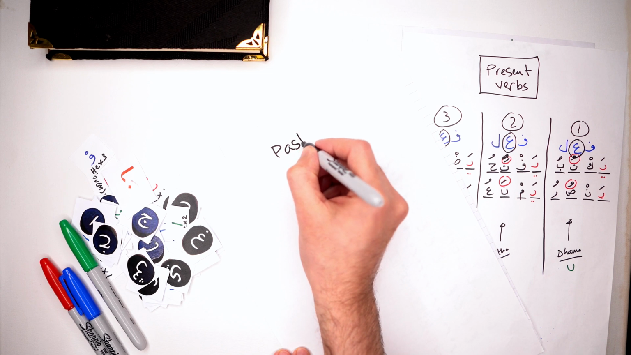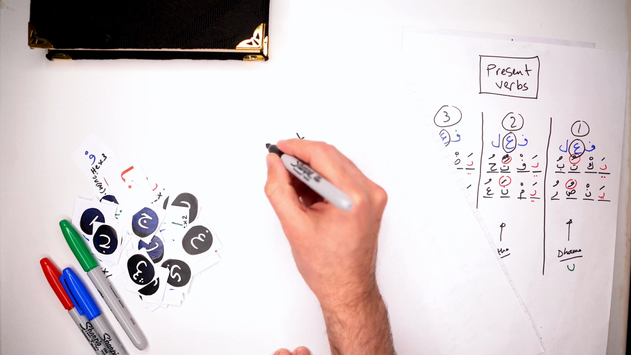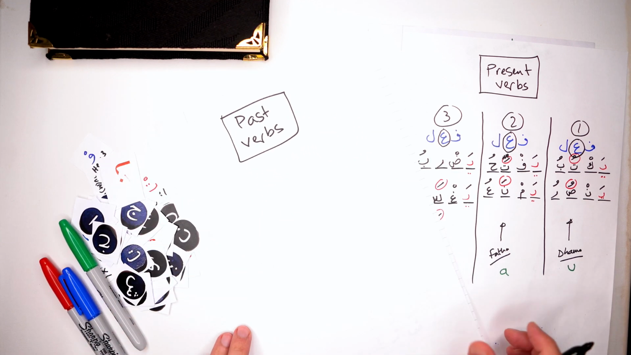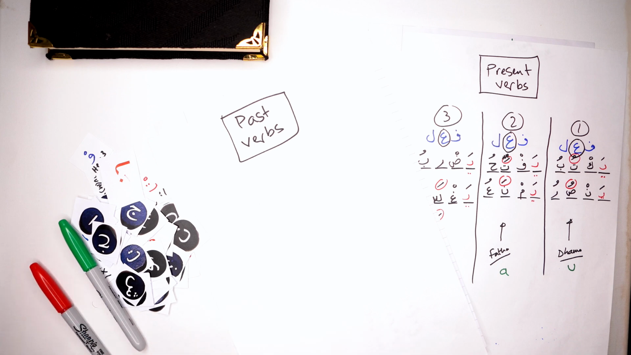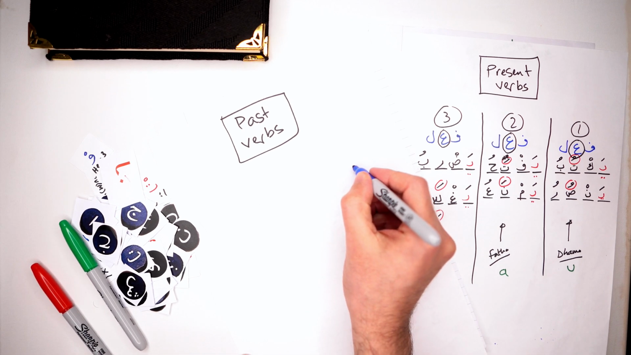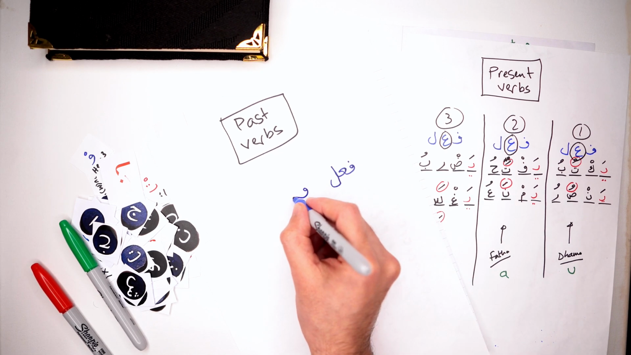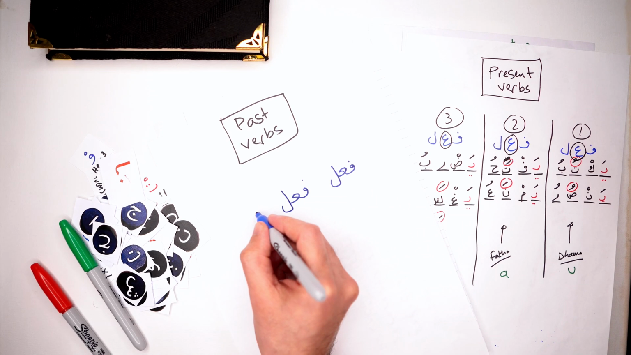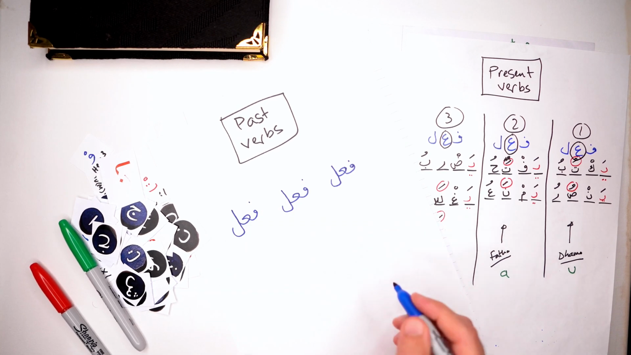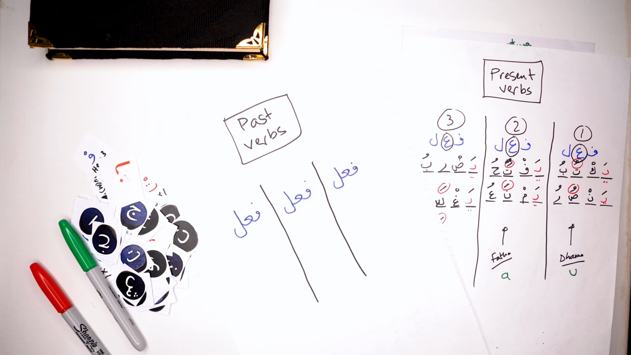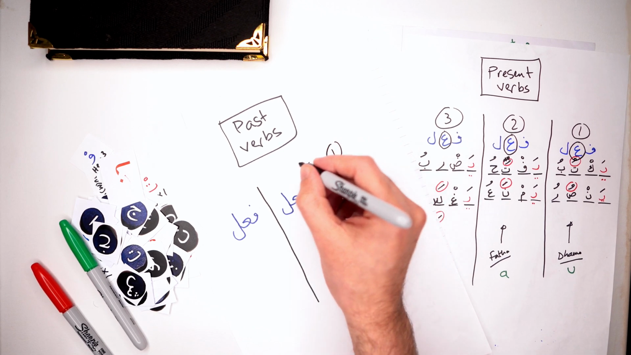So I'll write down here: past verbs. For past verbs, you have 3 different possibilities. You have what we call fa'ala, fa'ala, fa'ala. So we've got this fa'ala, fa'ala, fa'ala. This is 1. We call this 2.